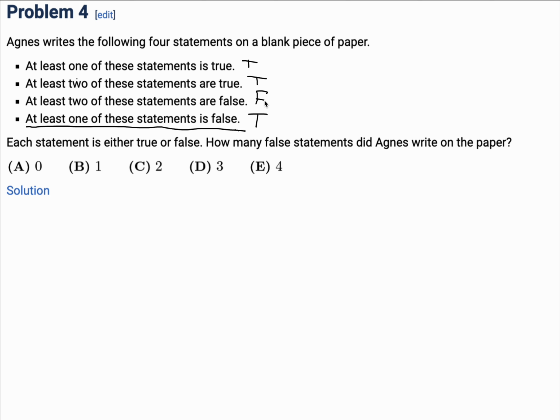And so this one has to be false because if this one was true, then this one would be contradicted because all of them would be true, and then this one would be false, and then we'd have that broken logic right there. So we found it's TTFT. One of them is false. That's our answer.